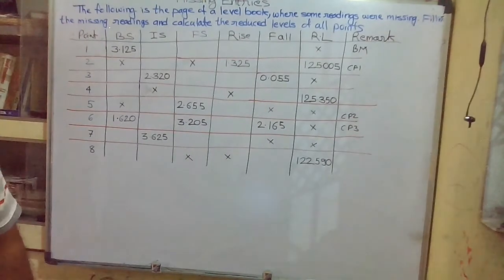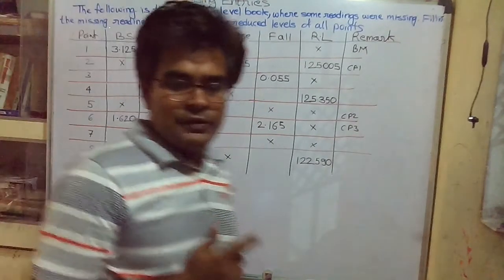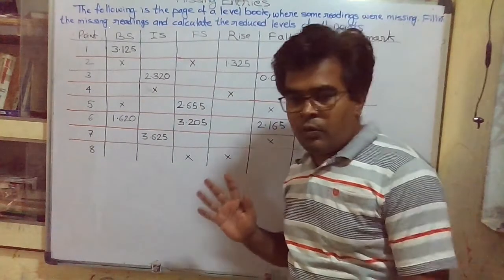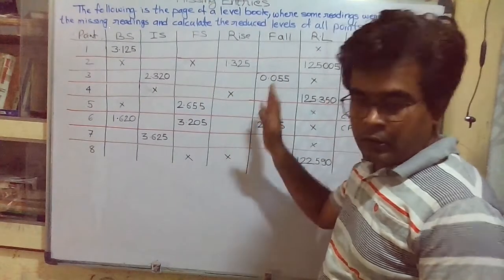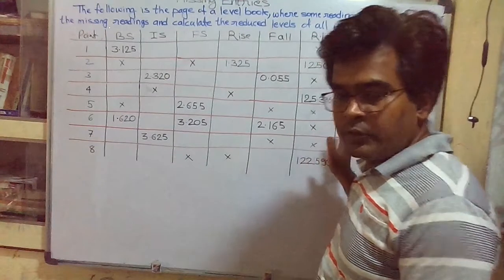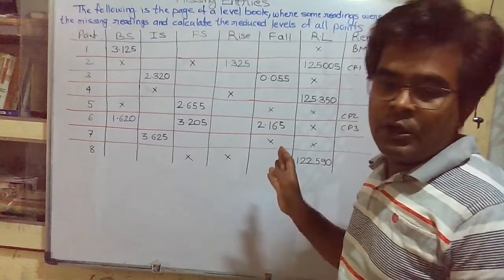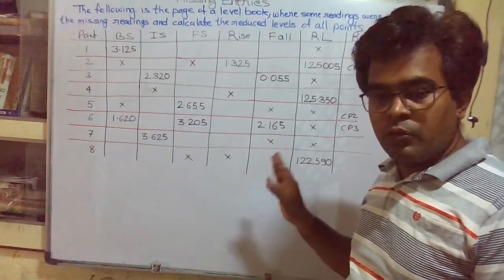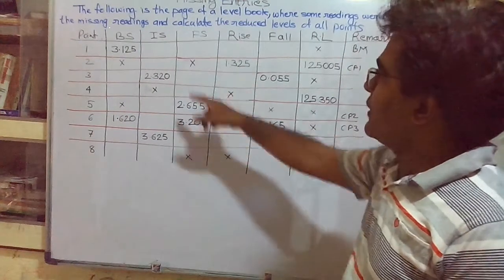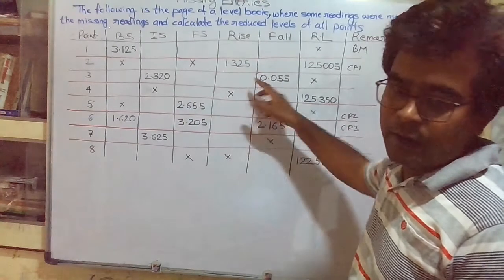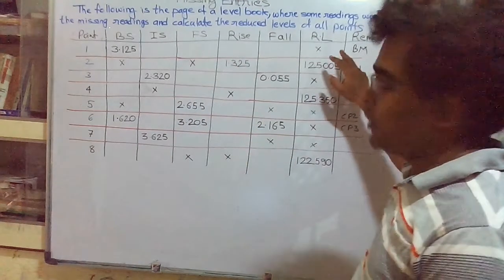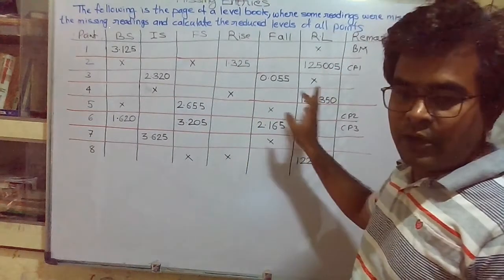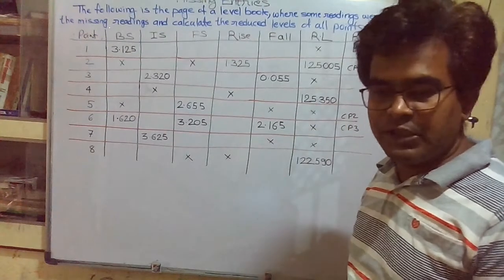Okay, so before doing missing entries, you must have done the simple calculations of reduced RL by using the height of instrument method and the rise and fall method. If you know how to calculate RL based on backsight, intermediate sight, foresight, and rise and fall, or the height of instrument method, how do we calculate RL of different points? Then you can easily find out these missing entries.